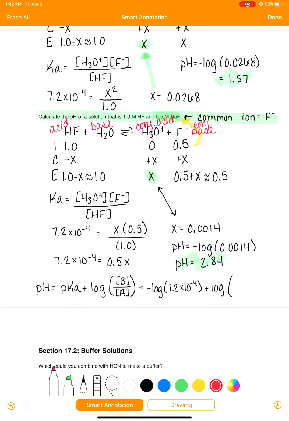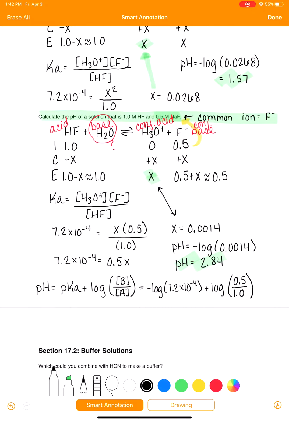So we're not going to use water as the base. We don't even know what the concentration of that is. It doesn't even have a concentration. So we're using the concentration of our conjugate base, 0.5, over the concentration of our acid, which is 1.0. So let's work the math out on that. 0.5 divided by 1 is 0.5. Take the log of that.